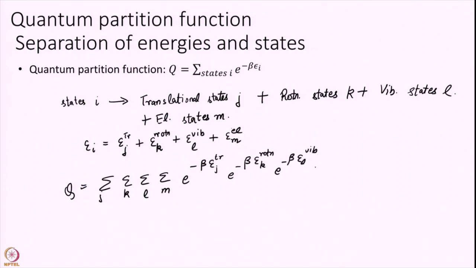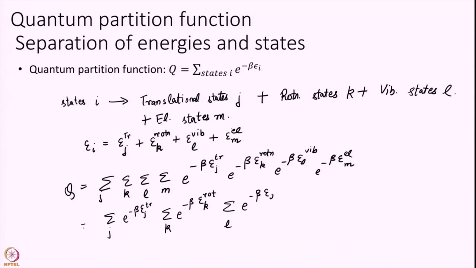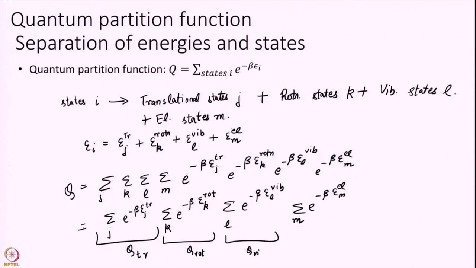So again we play the same trick and we separate the terms out. This is rotation, sum over l, which will refer to vibration, and sum over m, which will refer to electronic levels. So this we then define to be Q translation, this we define to be Q rotation, Q vibration and Q electronic. So the same decomposition we can also do in quantum mechanics.